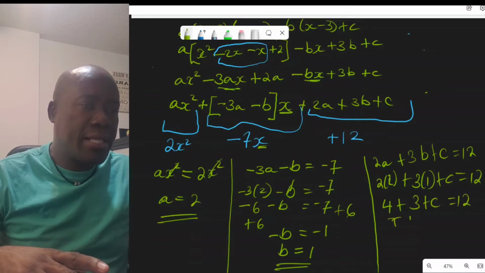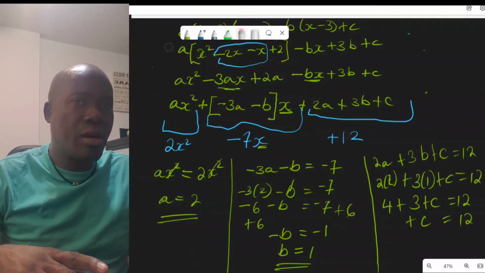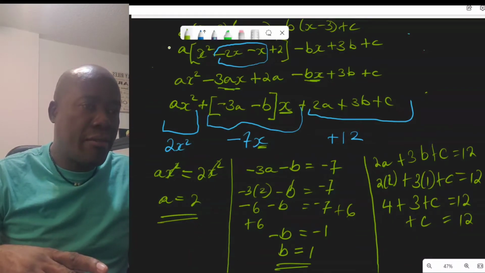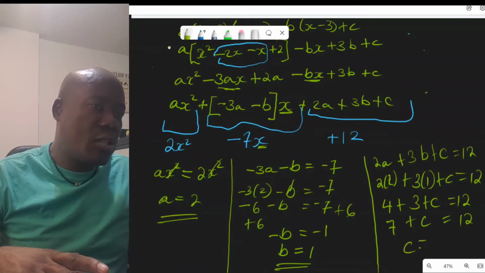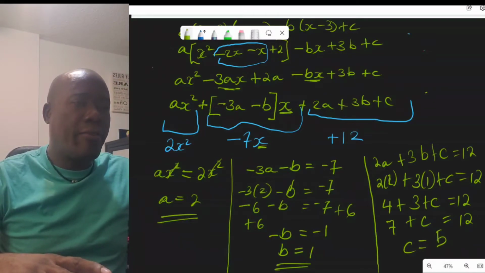7 plus c is equal to 12. So let me write this a little better. 7 plus c is equal to 12. So this is 7 right here. Then we could say that c is equal to 5, right? So here it is that we have found the values for a, b, and c.